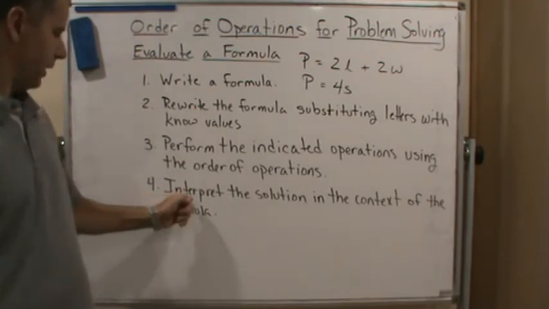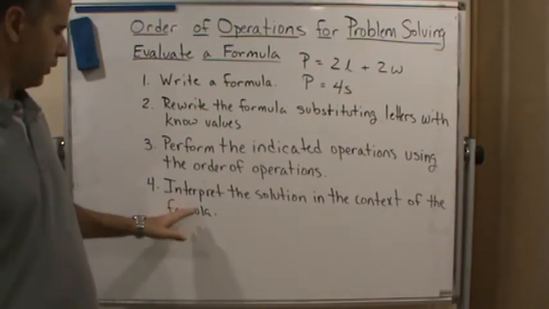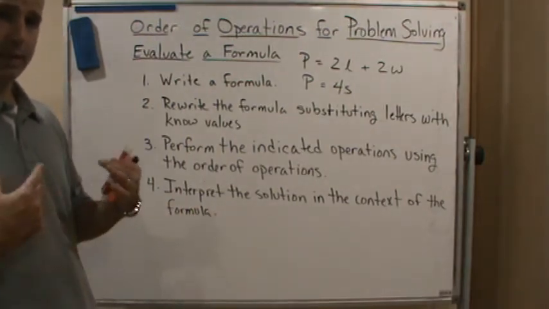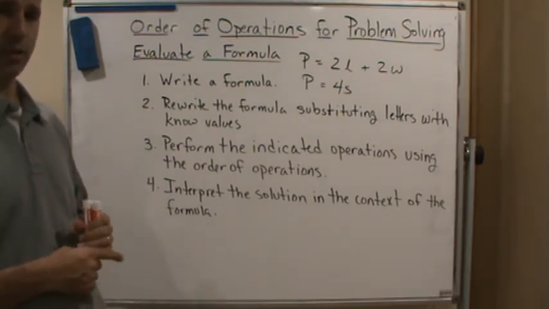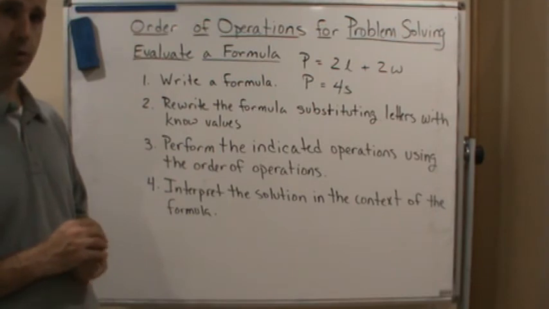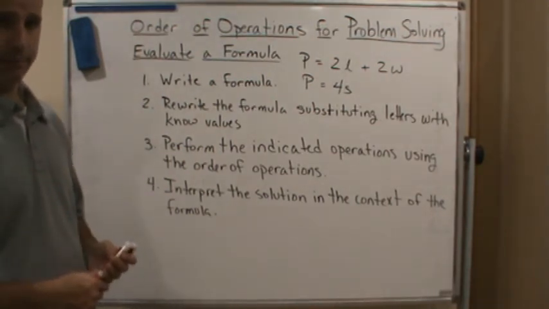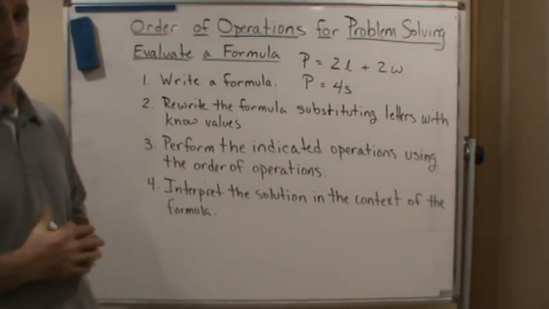And then four, once you solve for that one unknown variable, you're going to interpret the solution within the context of the formula. Because every word problem has a context, and you want to make sure that you are able to interpret the results based on that context. And that includes units, making sure you include the correct units.